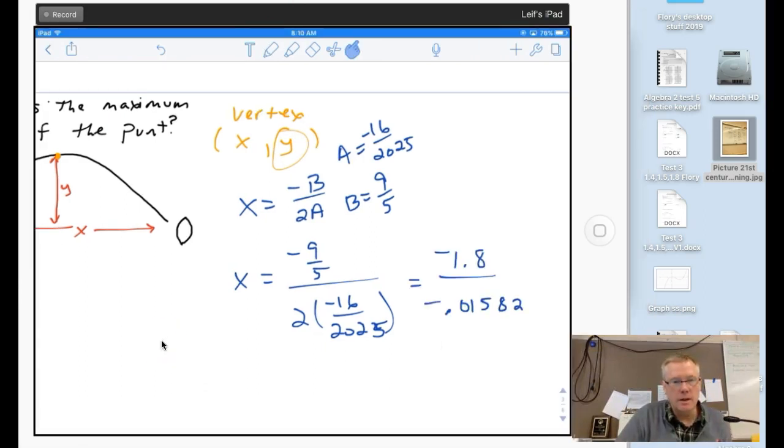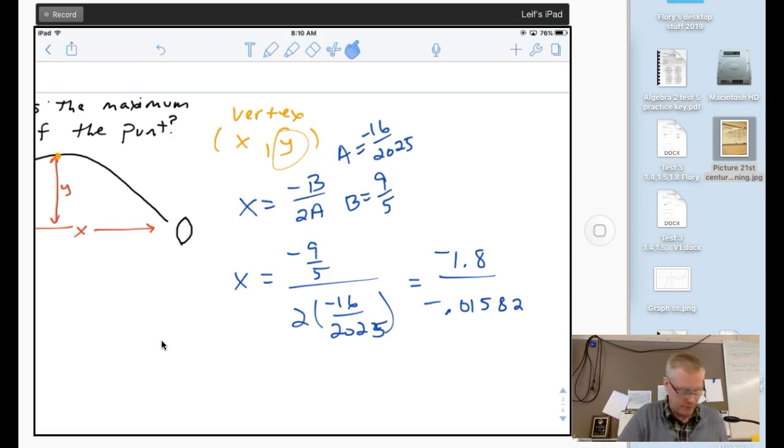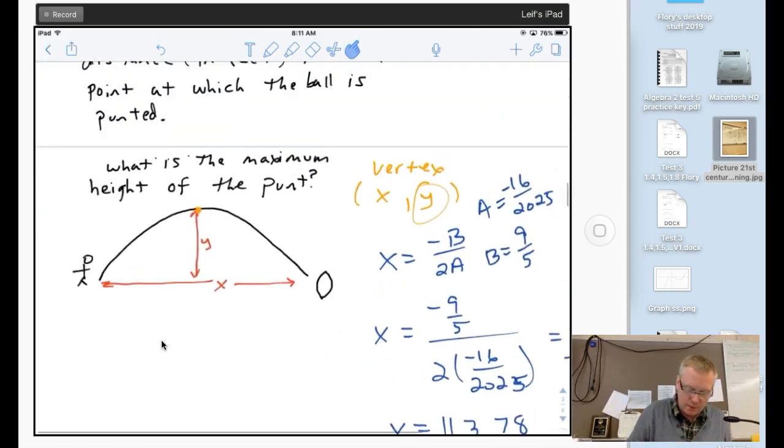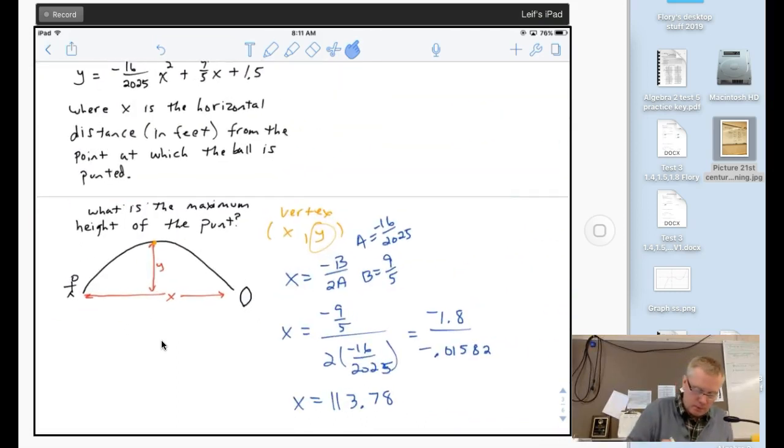Okay, so I plugged those into my calculator, the negative 9/5, and then 2 times 16 over 2025, I got negative 1.8 over negative 0.01582. And if I divide those numbers out, I get x equals 113.78. Okay, so that's the x value. Now the y value is what I get when I punch that in over here. I'm going to round that off to 0.8, okay?